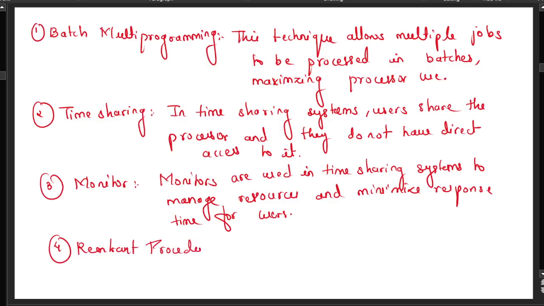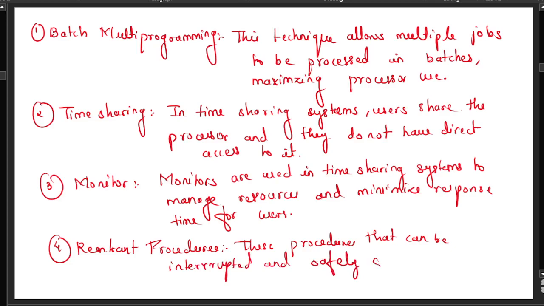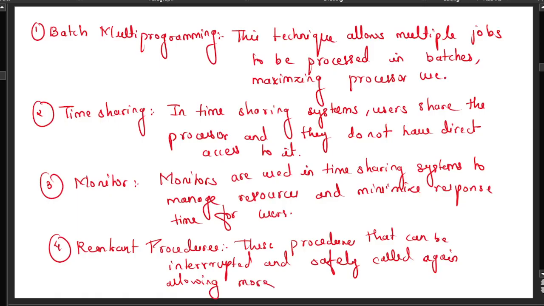And if we talk about the last, which is reentrant procedures, these are procedures that can be interrupted and safely called again, allowing more efficient use of memory. So I hope now what is batch multiprogramming, what is time sharing, monitor, reentrant procedures are clear. Now it is easier for you to match.